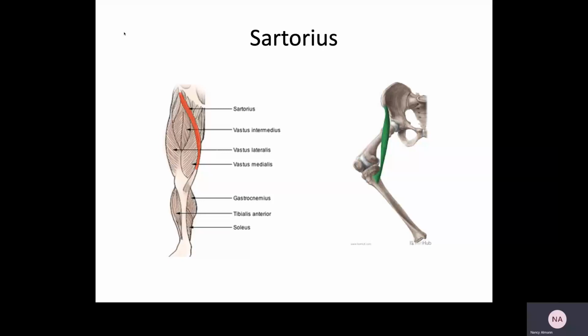It is considered the tailor's muscle because back in the day, tailors used to sit with their legs crossed in order to keep their material in their lap so it didn't drag on the dirty floor, and the floors were literally dirt most of the time. So sartorius is the muscle that allows you to cross your legs.